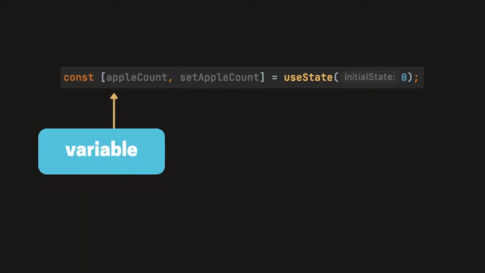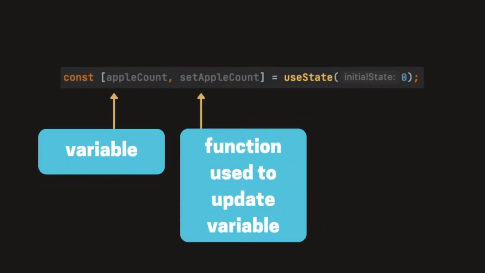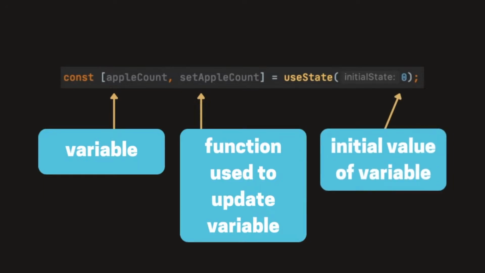The first item in this array is the variable we will use to keep track of our state. The second item in this array is the function we will use to update that variable at any given time. The useState hook is then called as a function where you set the initial state as the argument. In this case, if you displayed apple count, it would show 0 because that's what we set the initial state to. Quick side note, the little initial state grayed out words are not necessary whatsoever. It's just my IDE adding that in to be smart.